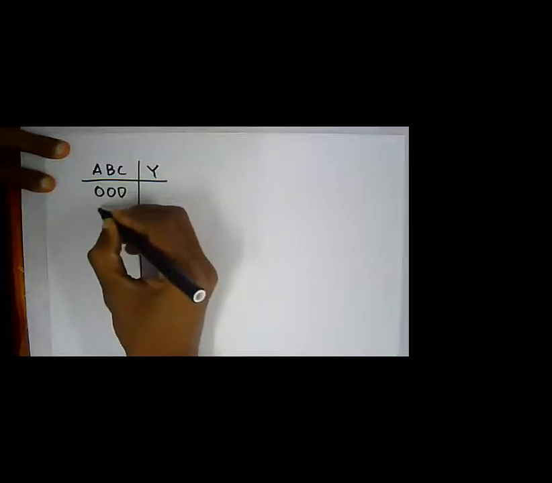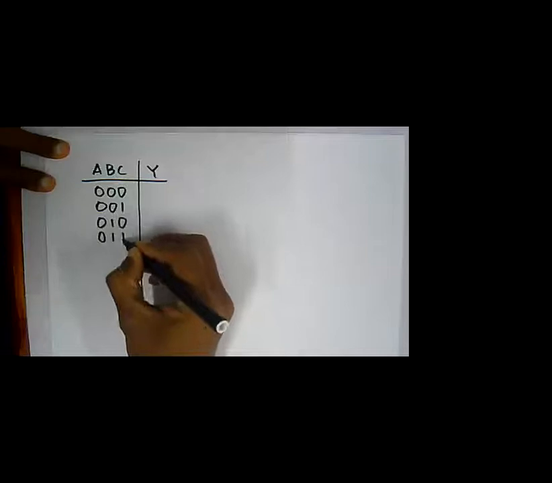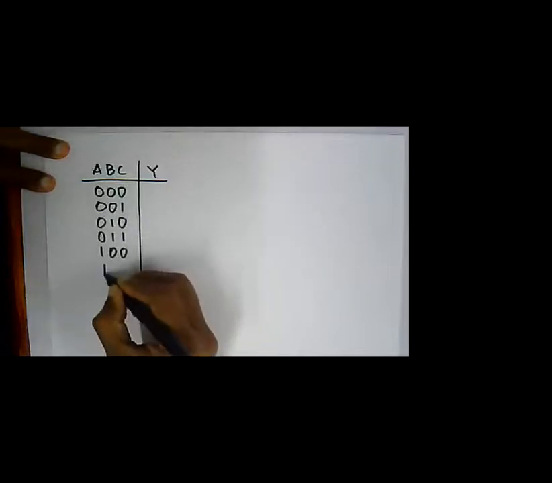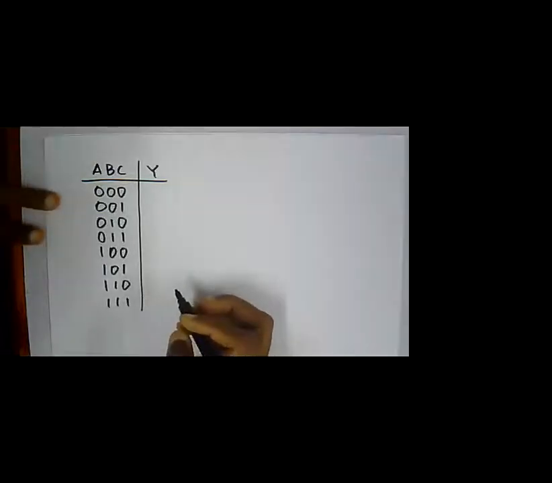Right? So let's see. Consider, okay, we'll move to another example, right? With a 3 variable truth table. Consider a truth table with A, B, C, and Y, right? 0 0 0, 0 0 1, 0 1 0, 0 1 1, 1 0 0, 1 0 1, 1 1 0, and 1 1 1. Right?